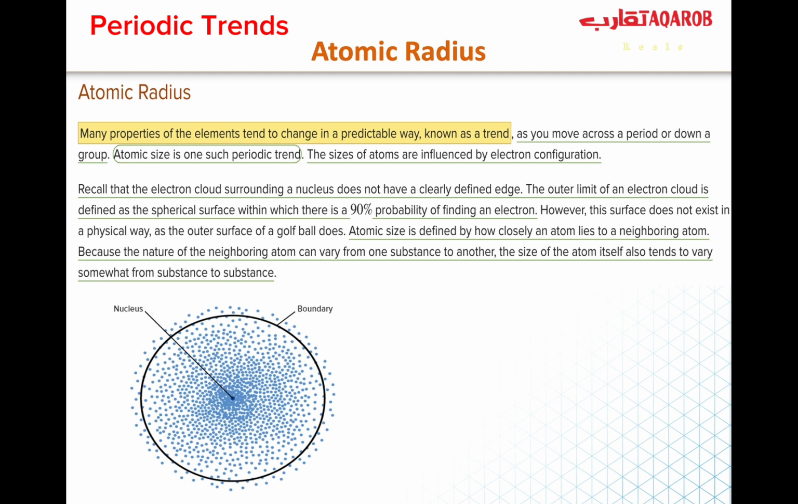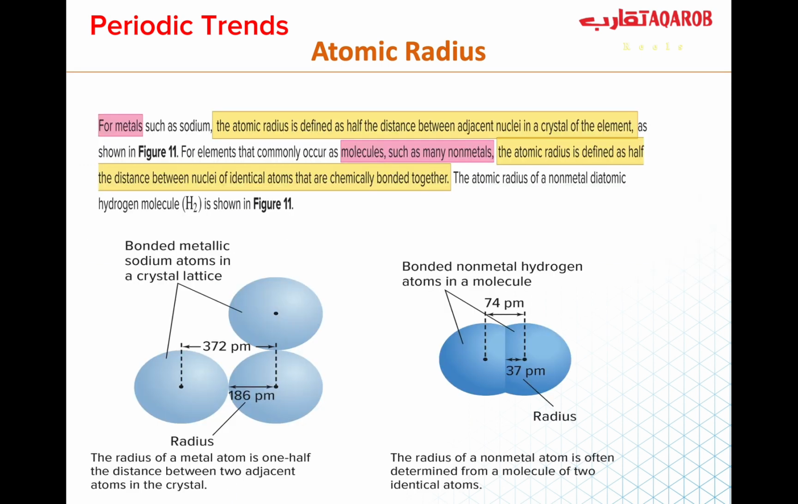Unlike the outer surface of a golf ball, atomic size is defined by how closely an atom lies to a neighboring atom. Because the nature of the neighboring atom can vary from one substance to another, the size of the atom itself also tends to vary somewhat from substance to substance. For metals such as sodium, the atomic radius is defined as half the distance between adjacent nuclei in a crystal of the element, as shown in figure 11.